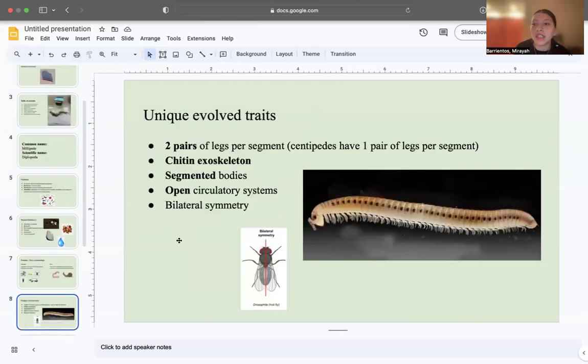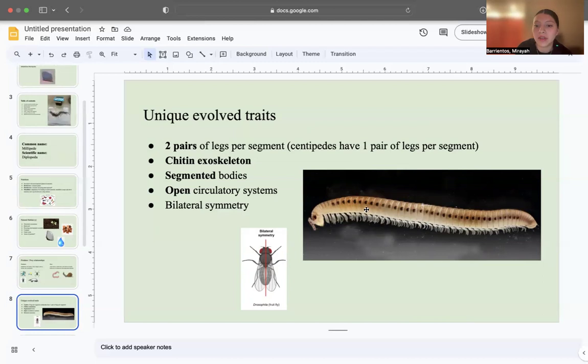So these are their unique evolved traits. They have two pairs of legs per segment, as you can see in this photo. Centipedes only have one pair of legs per segment, so that's what differentiates them. And then they have an exoskeleton of chitin, if that's how you say it, that we discussed in lab, and it basically makes it easier for them to dig into the ground and also not get eaten, or protects them from predators.